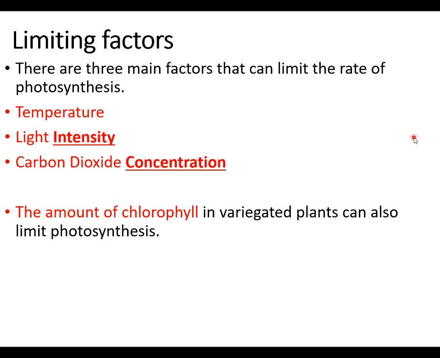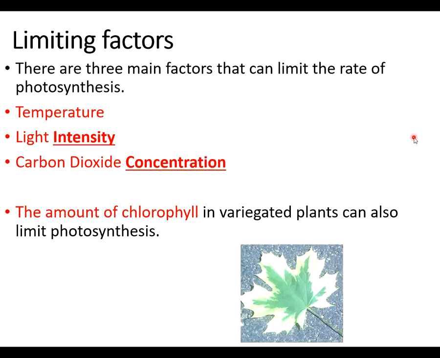And then the amount of chlorophyll can limit the rate of photosynthesis if the leaf is variegated, and a variegated leaf looks like this. So it has some white parts where there is no chlorophyll, and then it has some green parts where there is chlorophyll. So we need to remember these limiting factors: temperature, light intensity, carbon dioxide concentration, and the amount of chlorophyll.